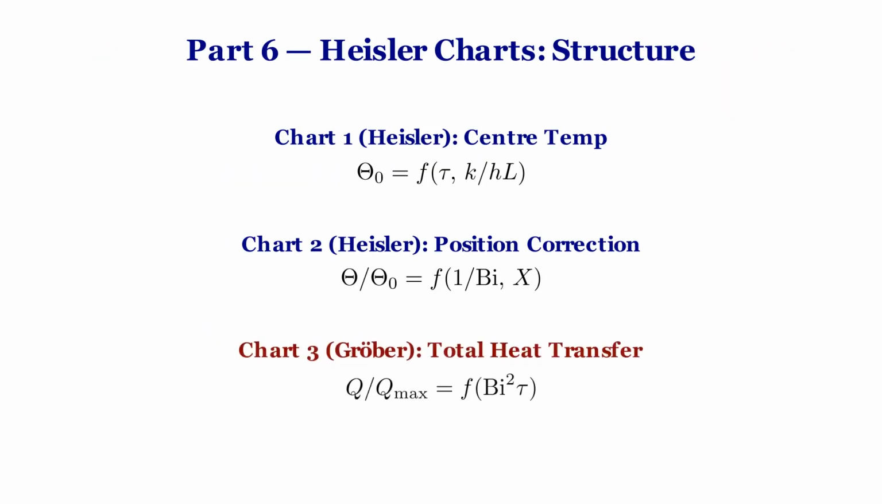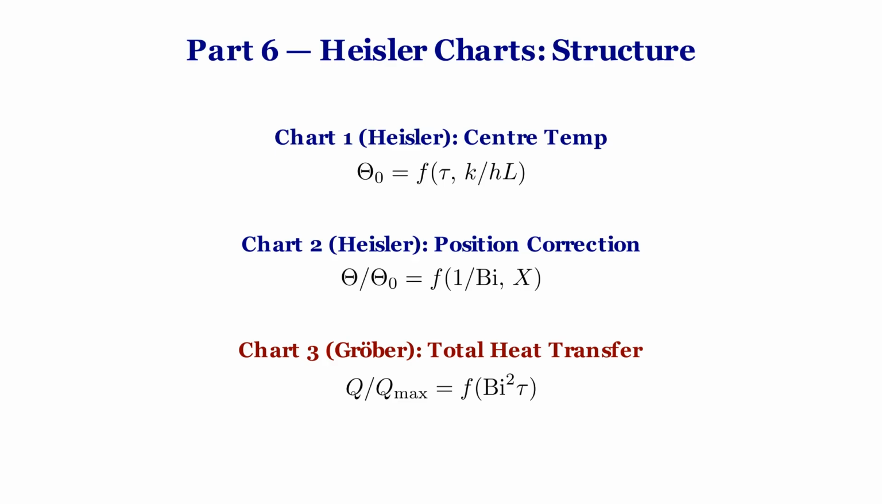Part 6. Heisler Charts. M.P. Heisler recognized that the one-term approximation, valid for Fourier numbers greater than 0.2, gives less than 2% error. Because the solution depends only on Bi and tau for the center temperature, the entire solution can be captured in just 2 charts per geometry. Grober added a third for total heat transfer.